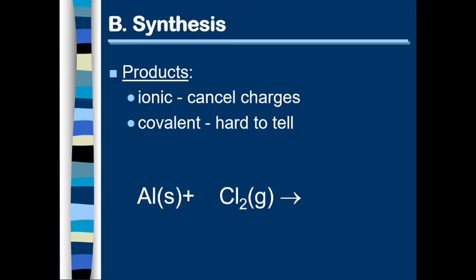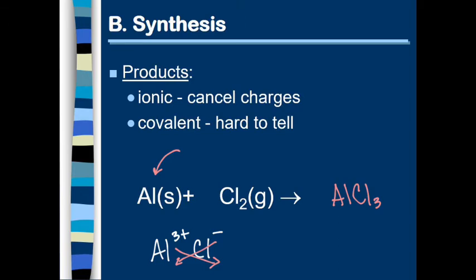So in this example right here, aluminum's a metal, chlorine is a nonmetal. If I were to look at their charges to predict products right here, aluminum is a 3+, chlorine is a 1- charge, and when I cross over charges, the 3, the understood 1, you will get AlCl3.